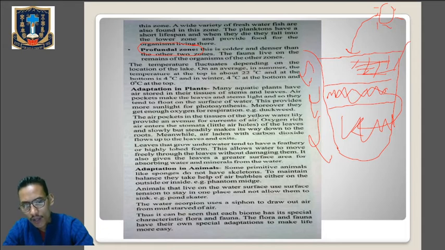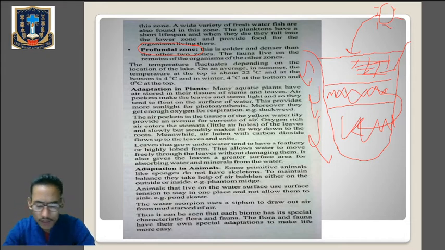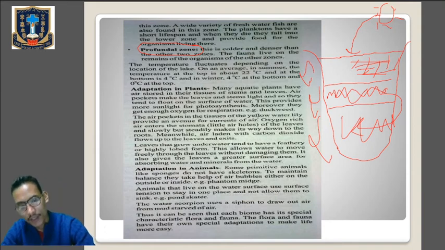The flora and the fauna have their own special adaptations to make life easier. Since we are talking about the different types of biomes like grasslands, tropical rainforest, coral reef, desert biome, and the lake biome, we have seen that each biome has a unique species of plants and animals, or flora and fauna, and each has specific adaptive features or characteristics which help them to survive or adjust to the particular habitat or biome. So here we have finished the chapter ecology.